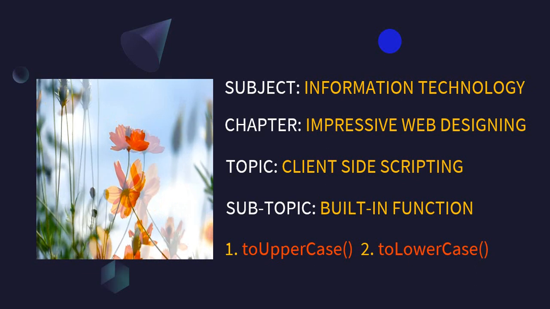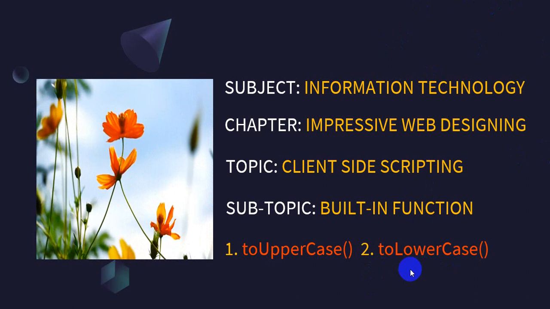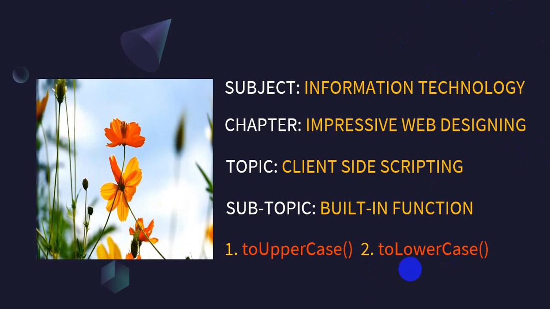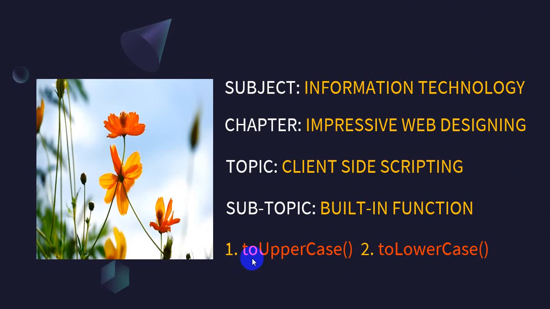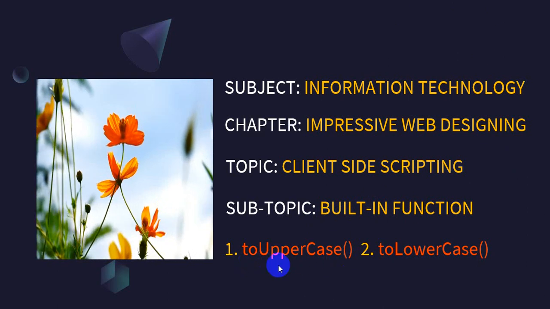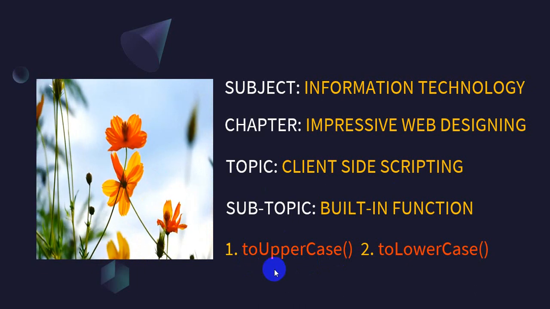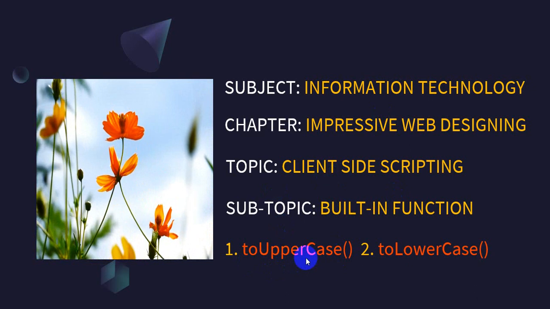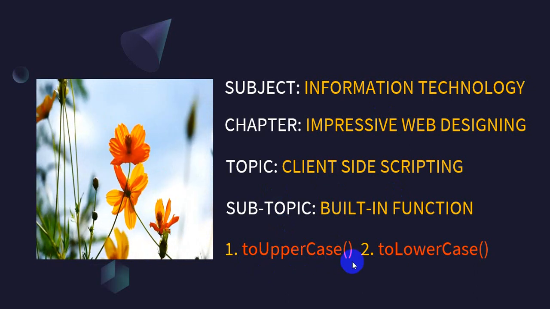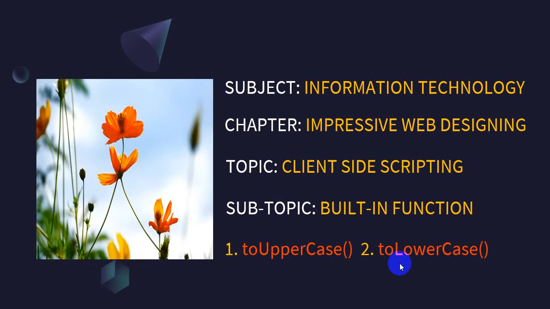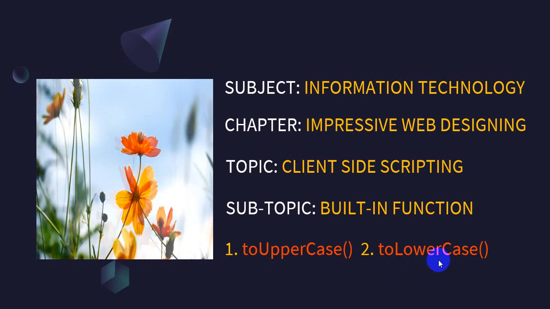a new JavaScript built-in function, that is toUpperCase and toLowerCase. The names of these JavaScript functions are very self-explanatory. The first function is called toUpperCase, meaning if you want to convert a string, a collection of characters, or a single character into uppercase, then you have to use this built-in function, toUpperCase. In the same way, just opposite of this function, there is a function called toLowerCase. This function will convert your string into lowercase.